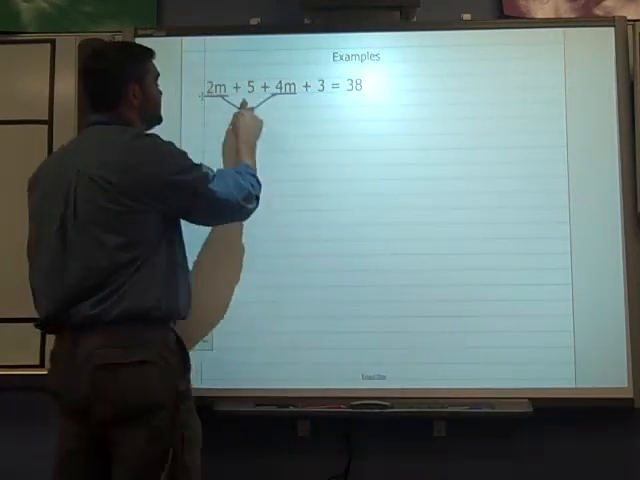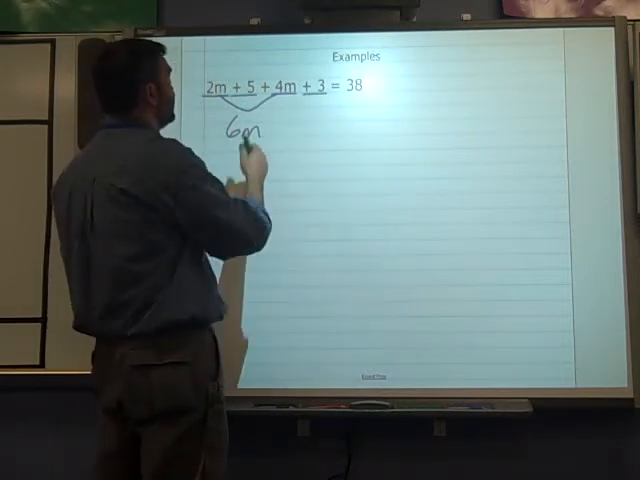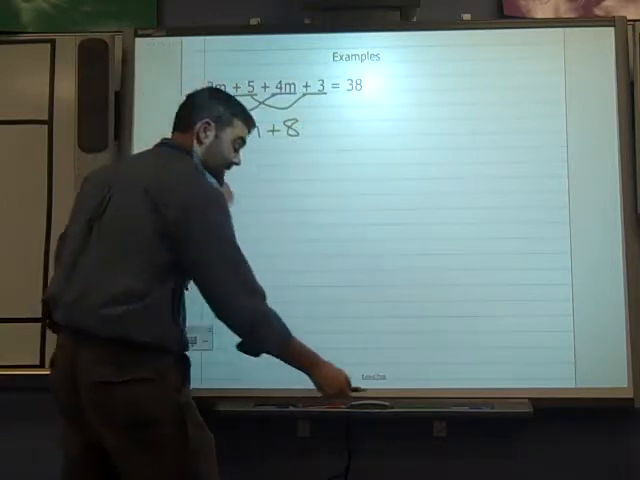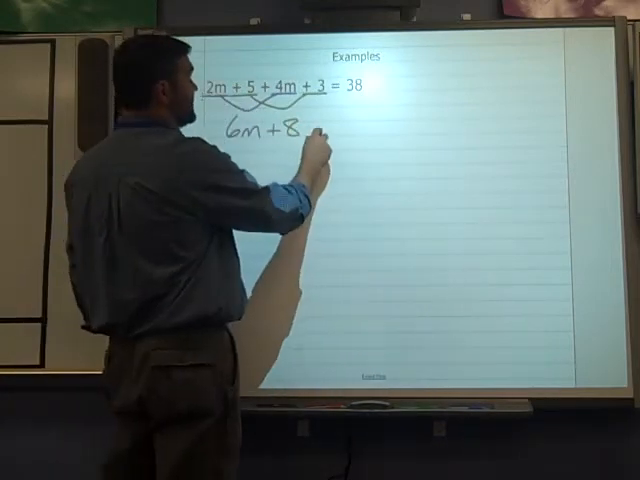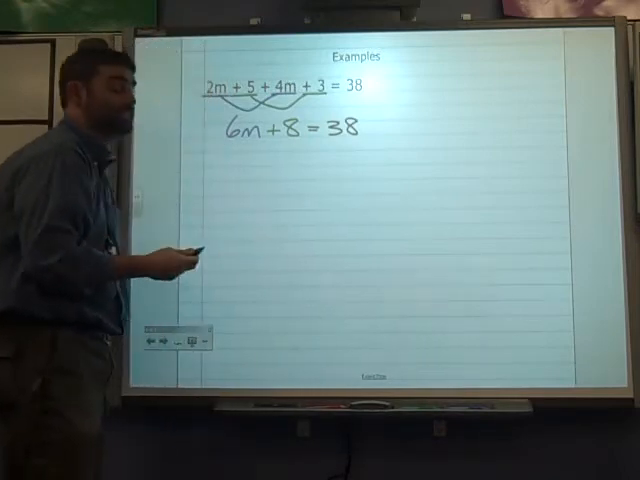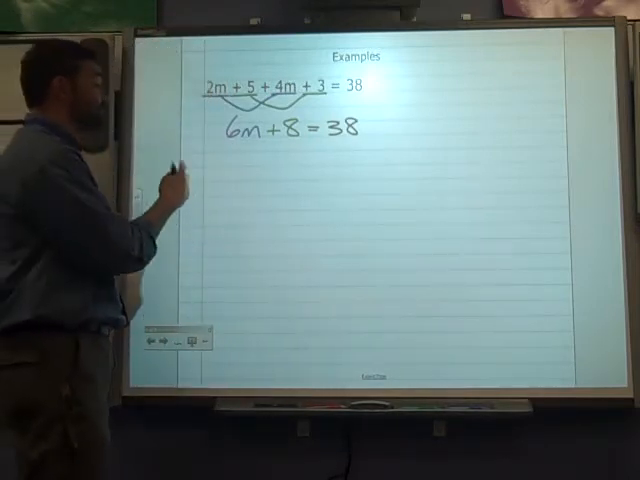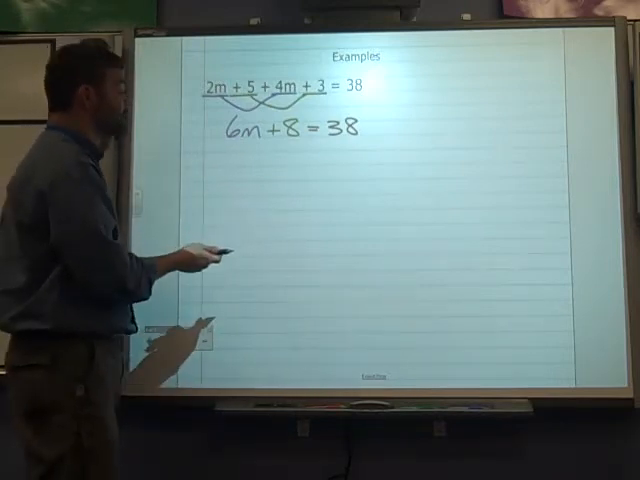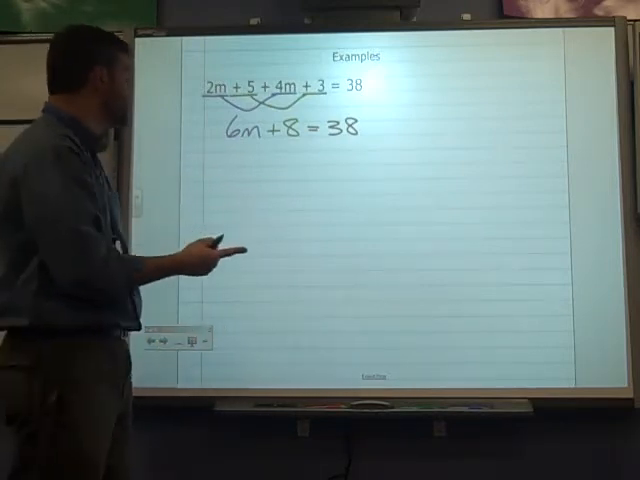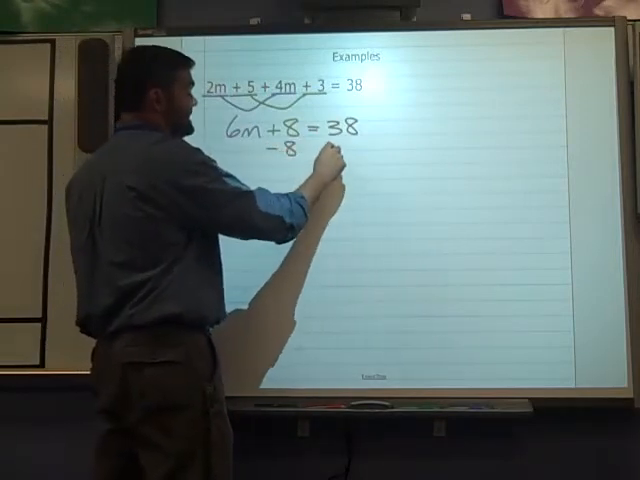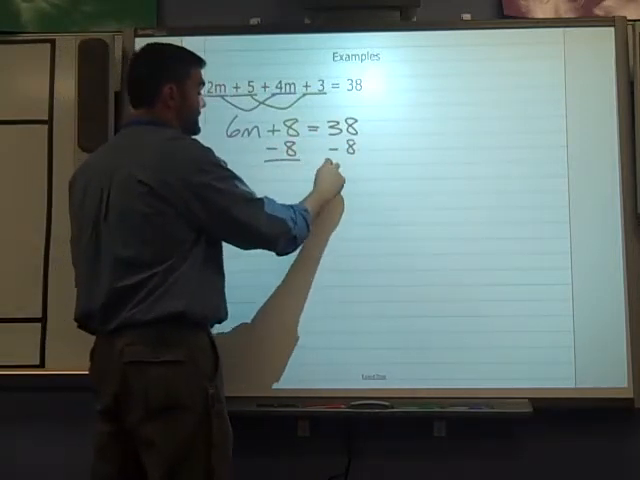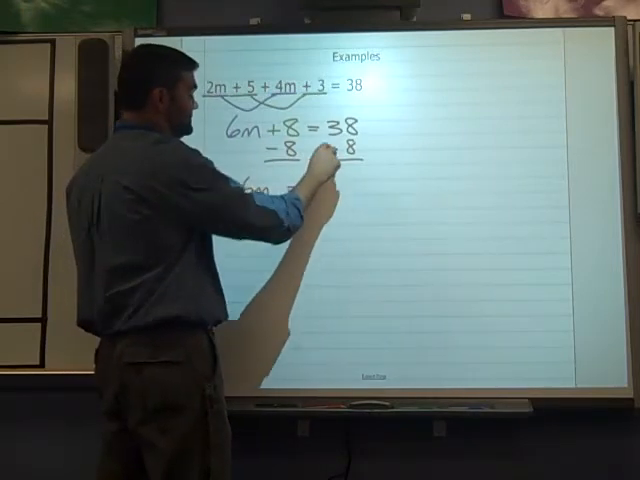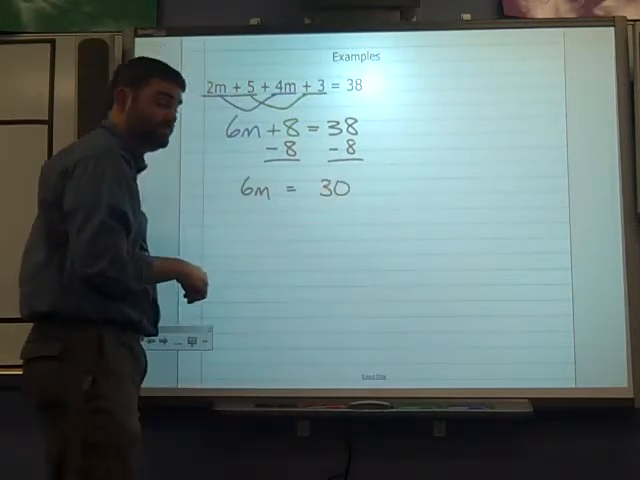We also have up here a 5 and a 3 that don't have any variables with them. So the 5 plus 3 would give us 8. And we can't do anything with the other side of the equation, so we just leave it as equals 38. Now, that's a two-step equation that you guys solved yesterday or the day before, so now we just go through our steps. First step, we either add or subtract. So the first thing we get rid of is the 8 from both sides. And that leaves us with, over here, 6m and 30.